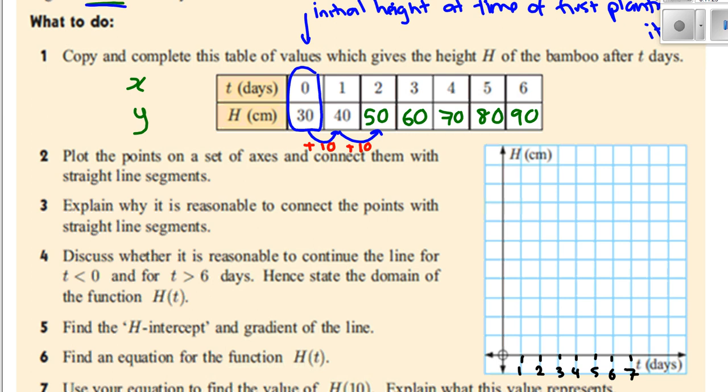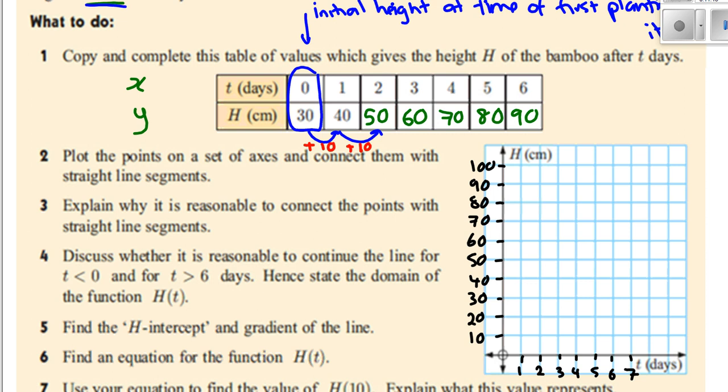So where do we go? 40, 50, 60, 70, 80, 90, 100. Nice. So let's go by 10s. 20, 30, 40, 50, 60, 70, 80, 90, 100. Make sure that the scales always go up in regular intervals.